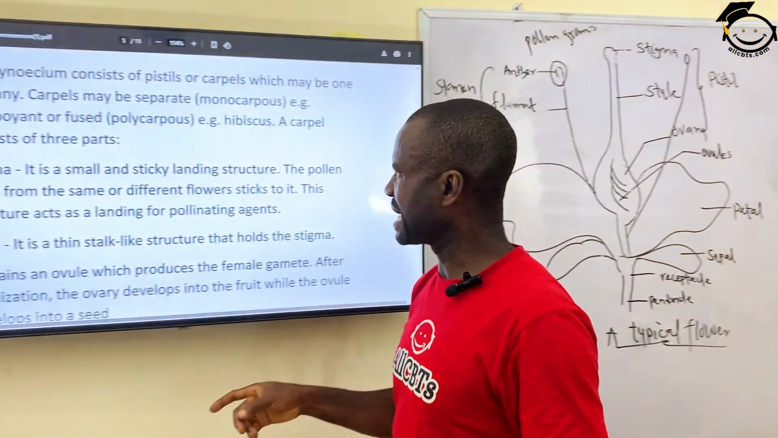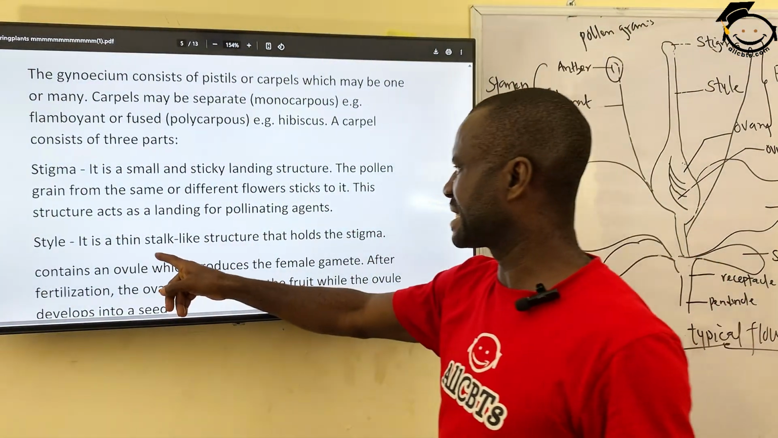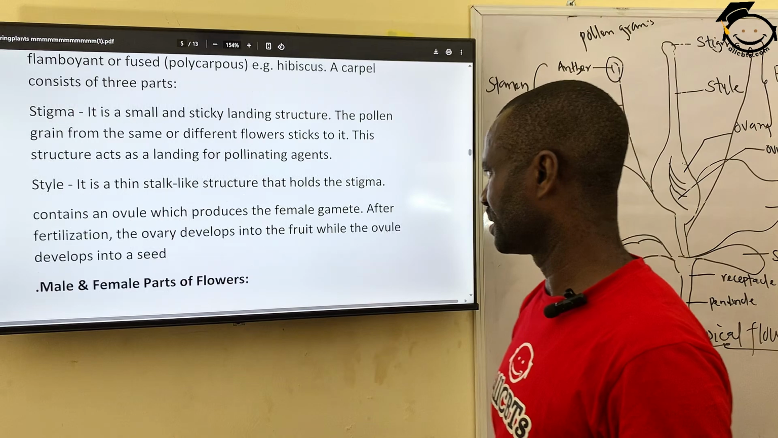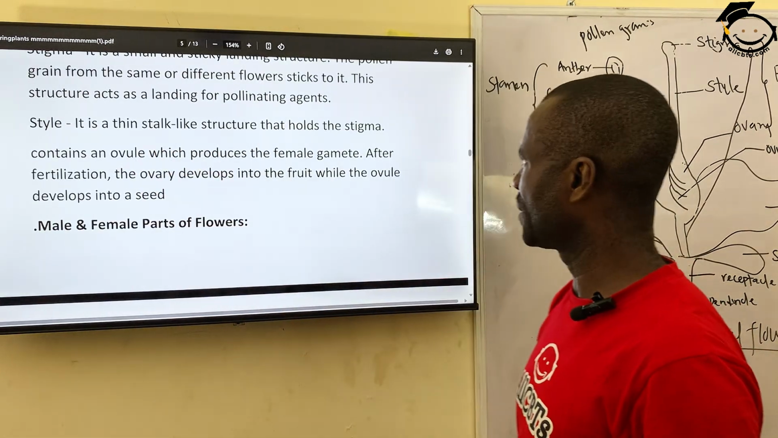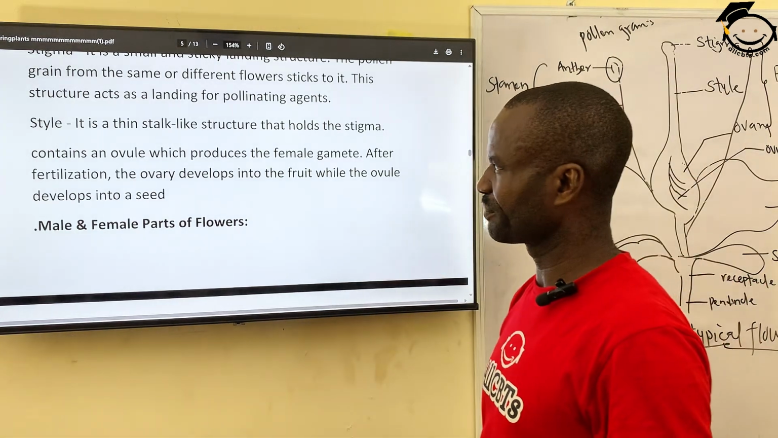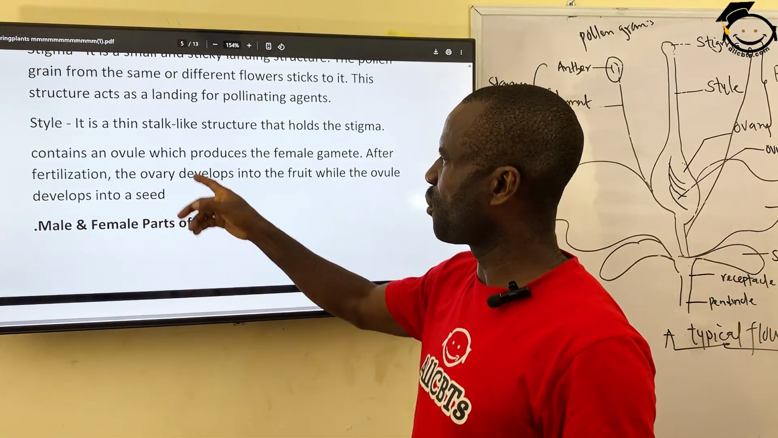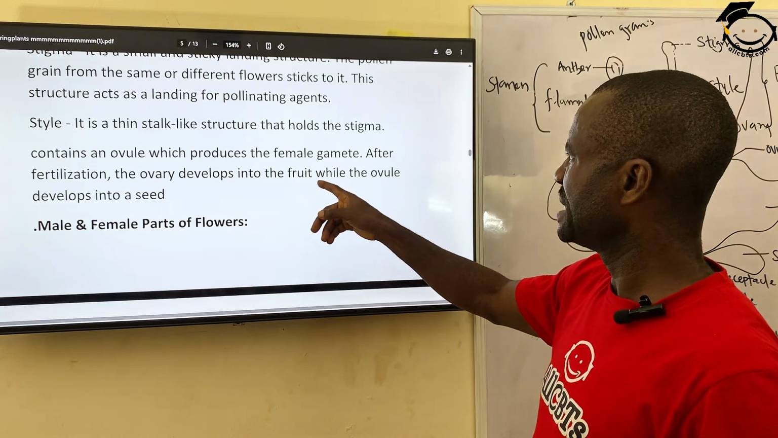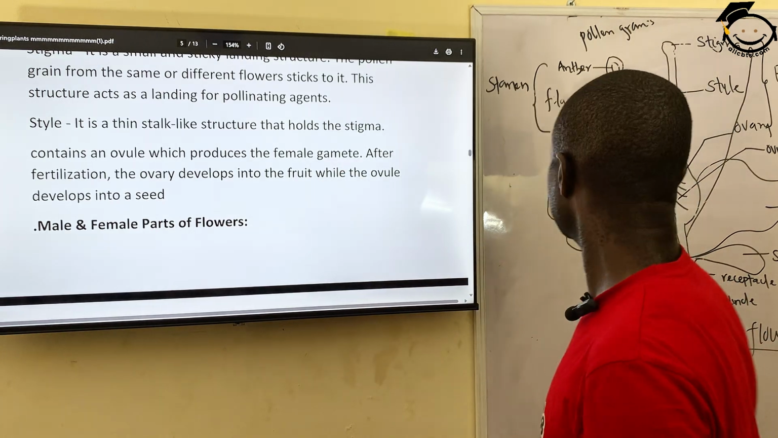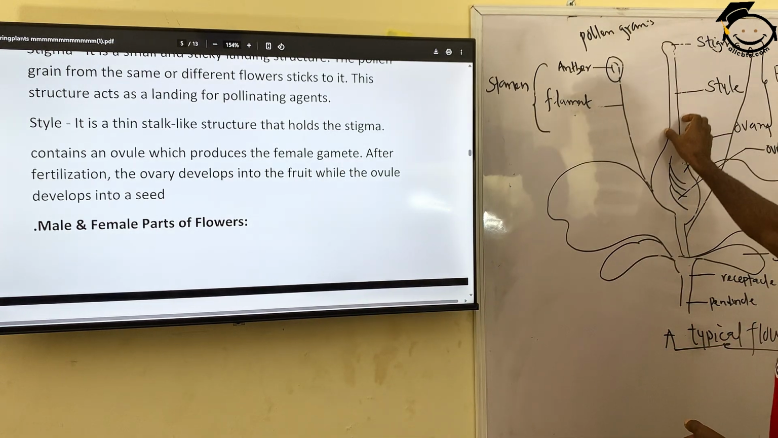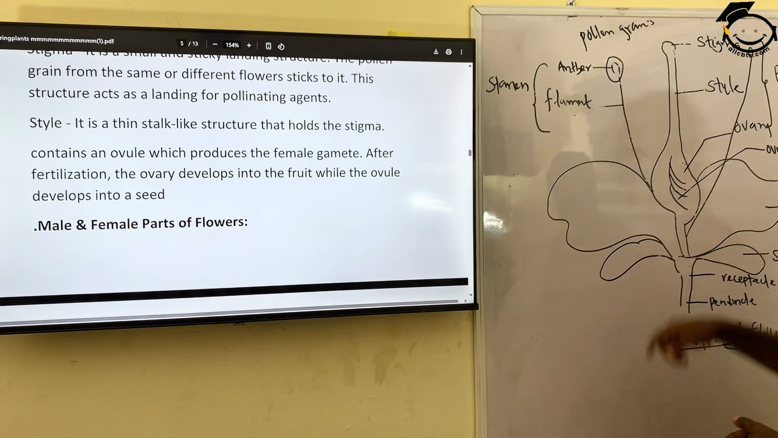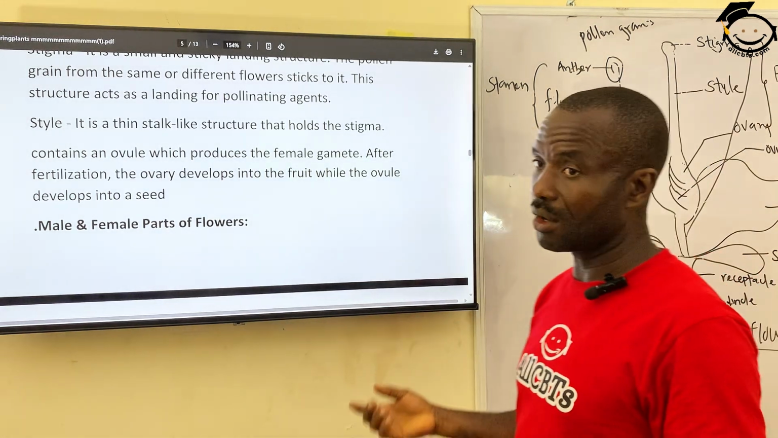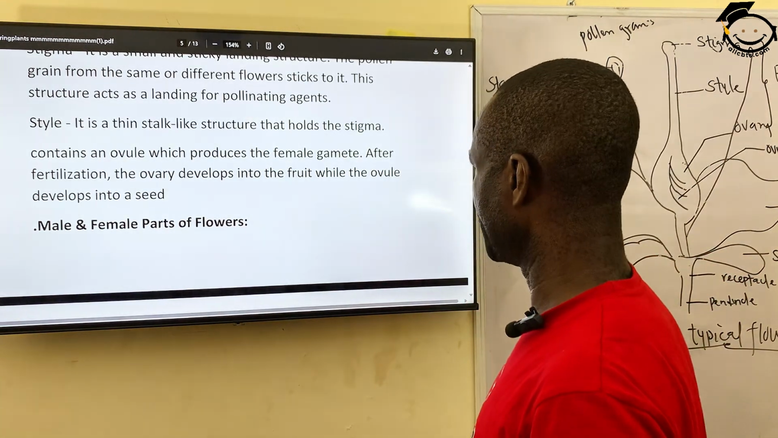It is a small stick. The style is a thin stalk-like structure that holds the stigma. It contains an ovule which produces the female gamete. This is the style. The extension of the style downward produces what we call the ovule. The ovule is inside the ovary and it's called the female gamete.